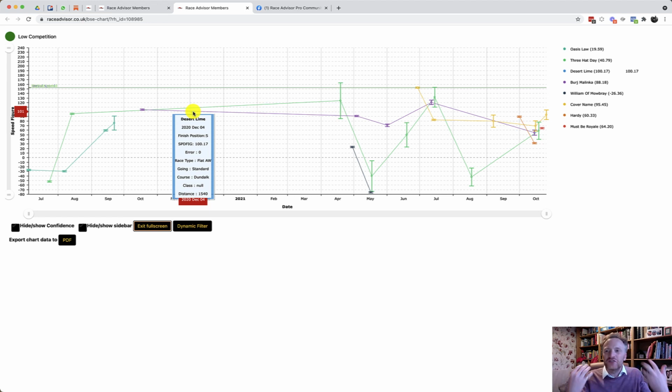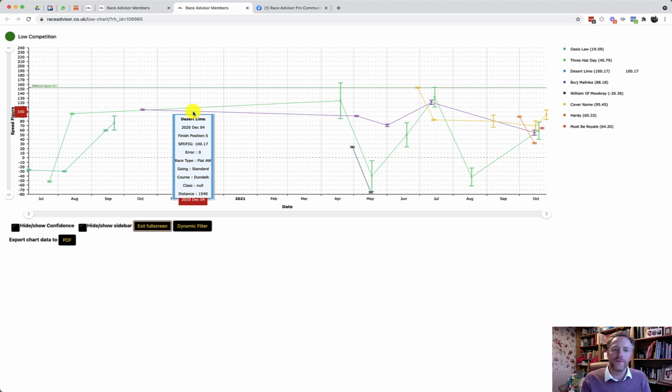So that gives us this very quick brief overview where we see Cover Name, which is one of those two that seem to have potential for speed at the fastest, looking pretty consistent. Desert Lime, one consistent race a long time ago, so we haven't got much more information on that. Outside of that, we've noticed Three Hat Day seems to be a bit volatile. Burj Malinka seems to have a bit of a downward slope, as does William of Mowbray and Hardy.